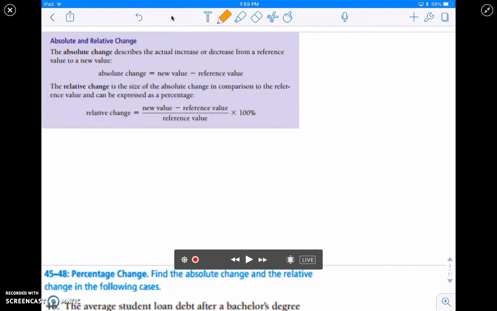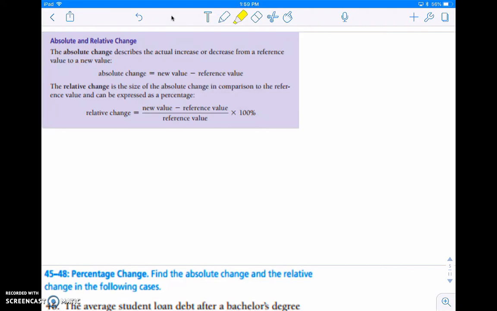All right, this is part 2 of Unit 3A, looking at percentages and uses of percentage. In this part we're going to be looking at the concept of absolute and relative change. The absolute change just describes the actual increase or decrease from a reference value to a new value, from a starting point to an ending point.